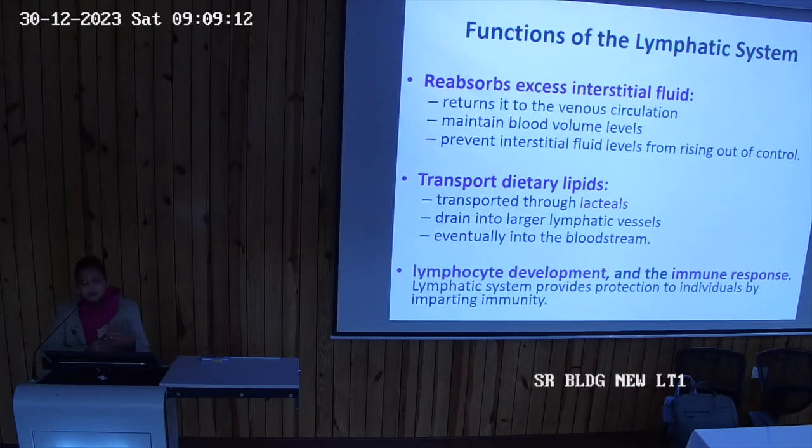So now, whenever there is a slide of a lymphoid organ, you should know the background story. What is immunity? What are the types of immunity? What are the cells of the immune system? So now this is your responsibility to read about these, and it is also being covered in your physiology part. So the lymphatic system provides protection to individuals by imparting immunity. It helps in the differentiation and maturation of the lymphocytes.